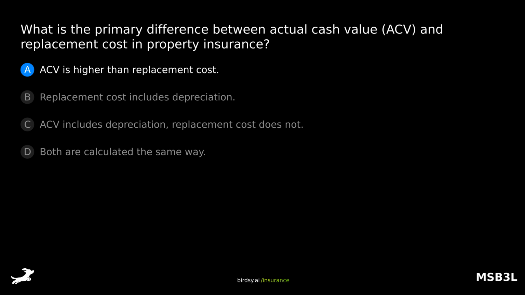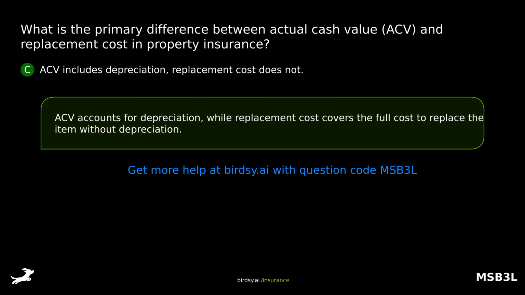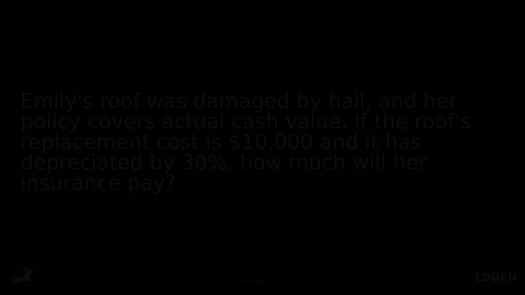Is it A. ACV is higher than replacement cost? B. Replacement cost includes depreciation? C. ACV includes depreciation, replacement cost does not? Or D. Both are calculated the same way? The answer is C. ACV includes depreciation, replacement cost does not. ACV accounts for depreciation, while replacement cost covers the full cost to replace the item without depreciation.